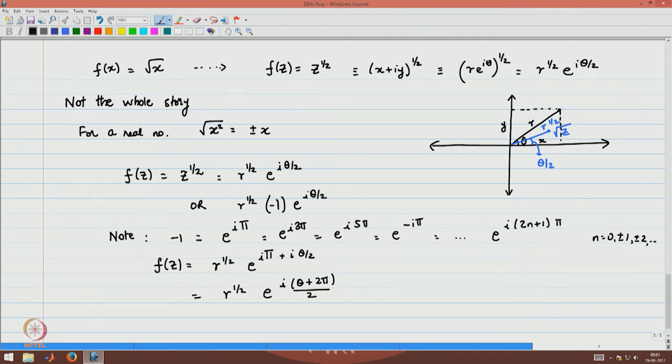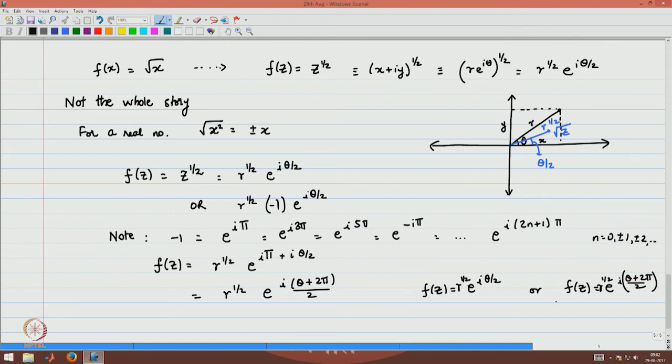Okay. So now what we see is that there are two possibilities. You can have f of z equal to r^(1/2) e^(i theta/2), or f of z equal to r^(1/2) e^(i(theta + 2 pi)/2), and both of these give different results.